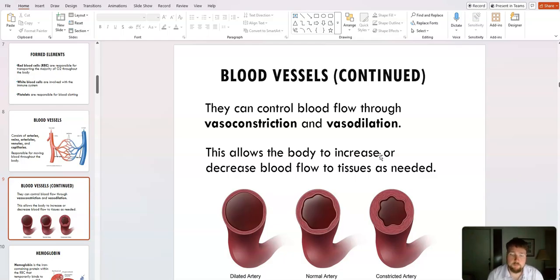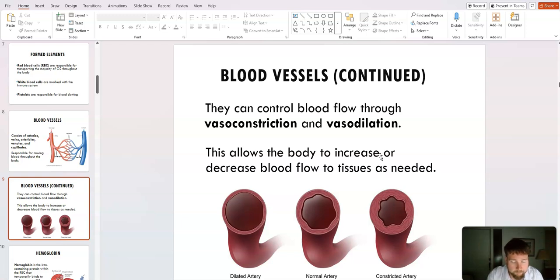Vasoconstriction, vasodilation. If you're out in the cold, the blood vessels in your extremities, your hands, your fingers, and your lower extremities, your toes, your feet, are going to vasoconstrict because you want more blood flow to your main parts of your body, your main organs, your vital organs. So that's why people get frostbite, because the tissue dies because there's not any more blood flow. Because you're outside in the cold, your body directs that blood to your main organs, to your vital organs, to keep you alive, to keep you warm.